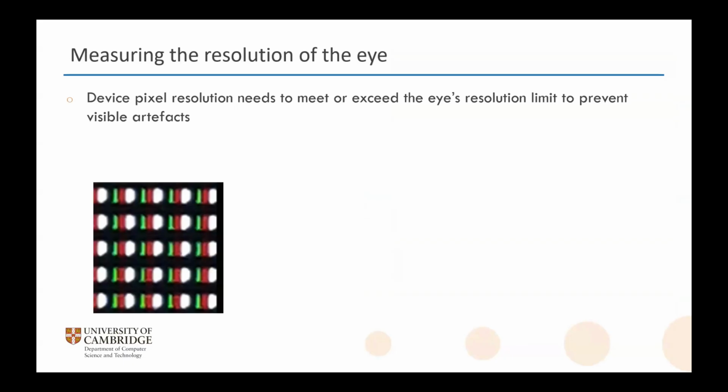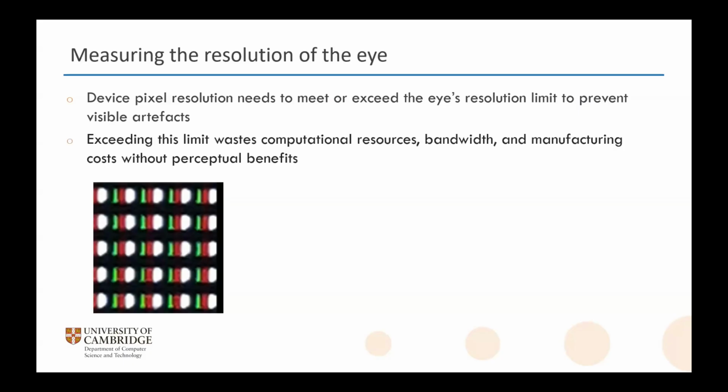And the number of these pixels, or the density of these pixels, needs to match the human resolution if we want to make the perfect display, right? So it needs to be at least matching the human display resolution. We could exceed it, but it will be a waste of resource.